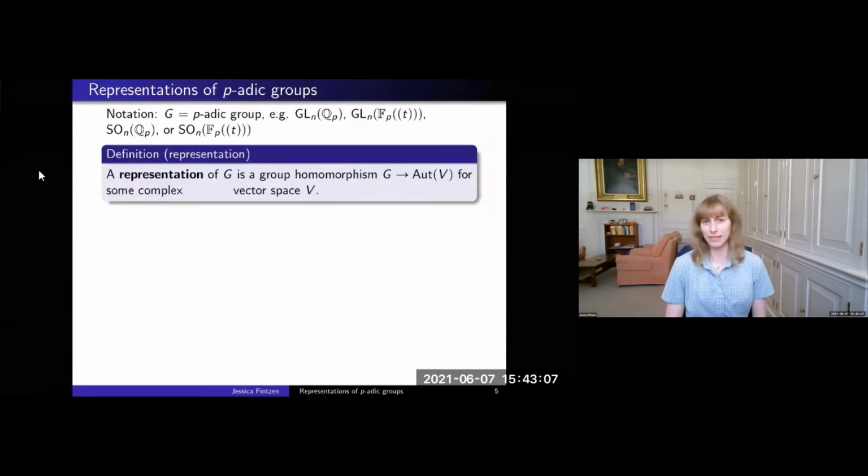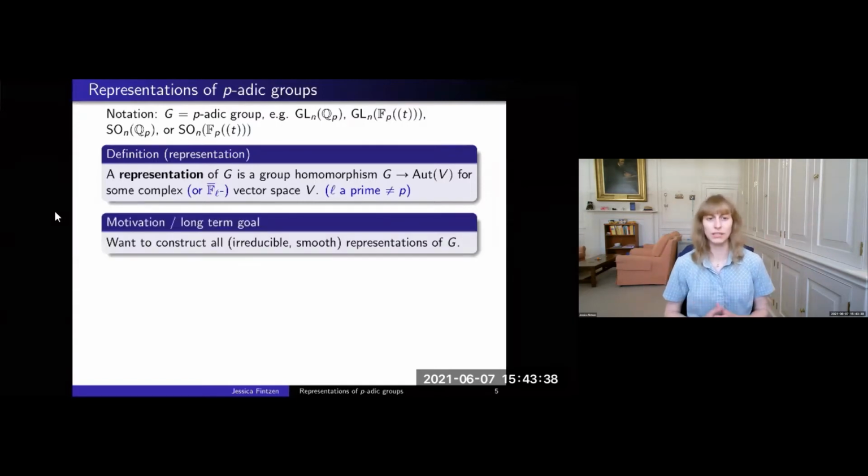And so I want to study representations. Recall that a representation of a group is just a group homomorphism from this group into the space of automorphisms of a vector space. And this vector space could be either a complex vector space, or it could be a vector space over F_l bar, which I then call a mod l representation, as long as l is different from the prime p of the p-adic. And this vector space V is usually an infinite dimensional vector space. So these are huge representations. And what we want to do is construct all these representations.